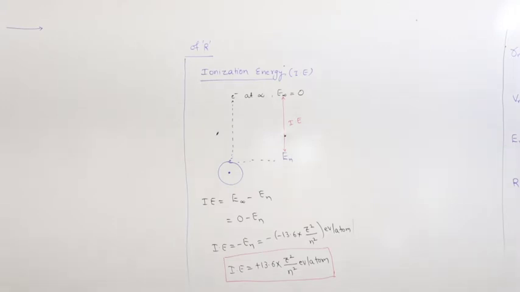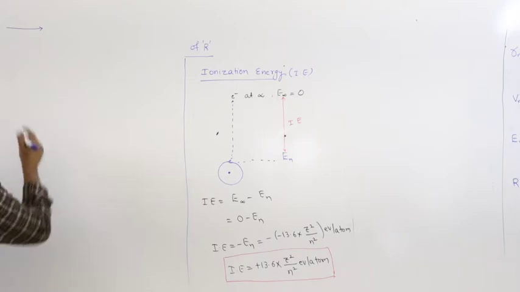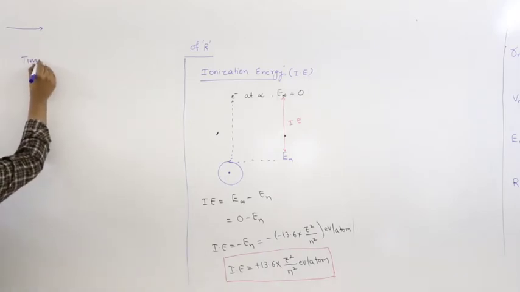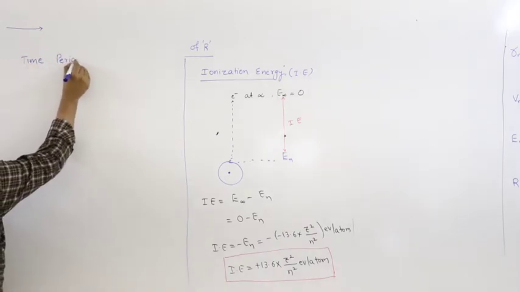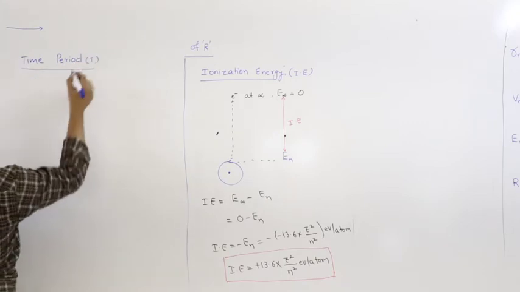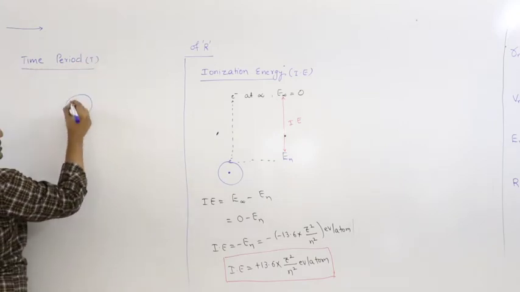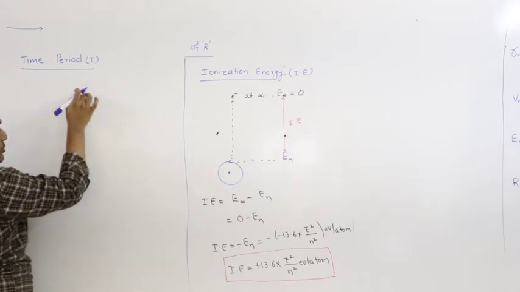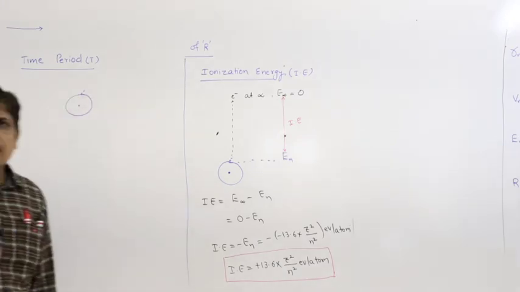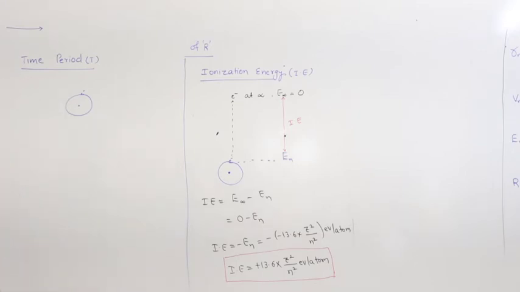So the next one is calculation of time period and calculation of orbital frequency. So what is time period? Now when electron revolves around the nucleus in circular path, the time taken for completion of one revolution. The time taken for completion of one revolution.